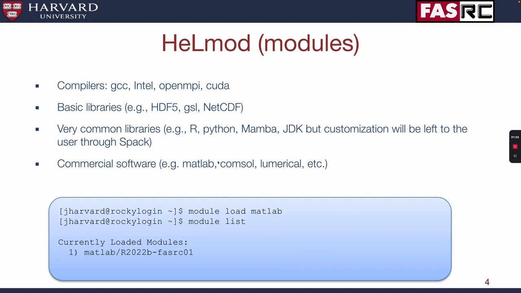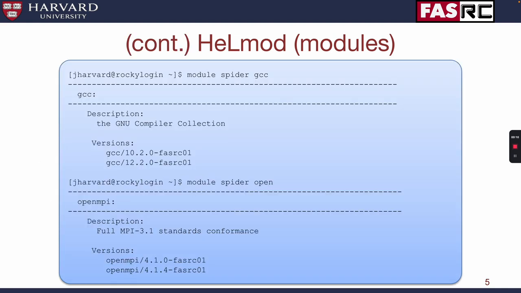For example, if you need MATLAB, you can do module load MATLAB, and then you can do the command module list to see the currently loaded modules. In addition, to search for modules, you can use the command module spider. In this example, we show the different GCC versions with module spider GCC. Also, you can search for a part of a word, such as module spider open, and it will list OpenMPI versions.